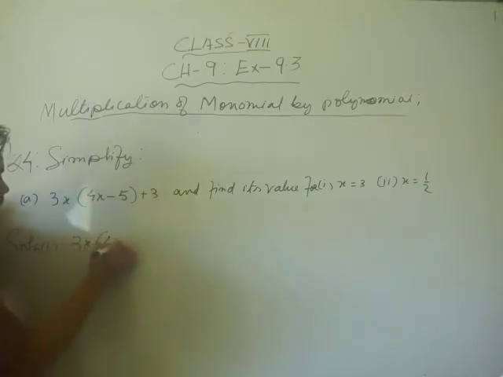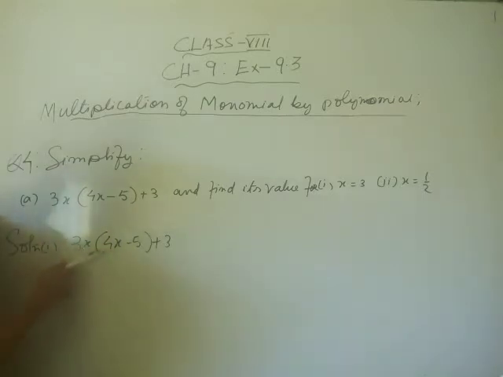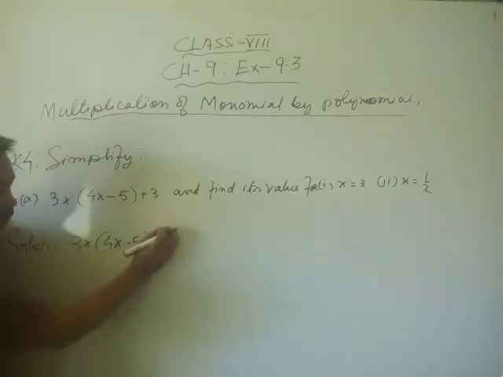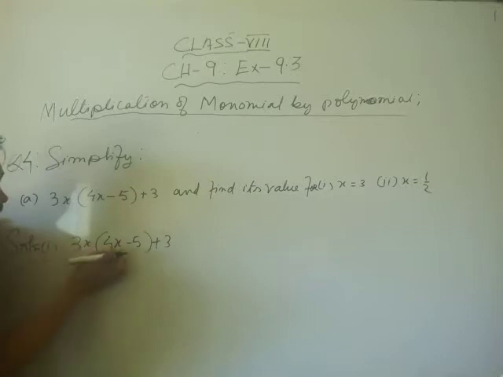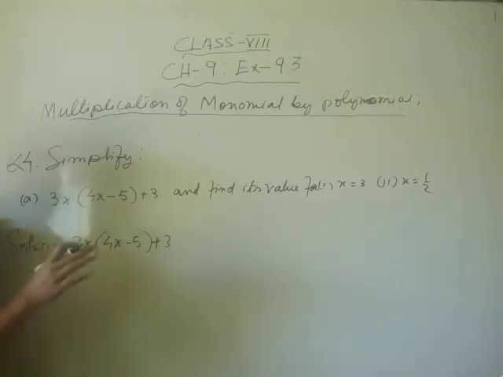3x into 4x minus 5, plus 3. My dear student, you see here, just keep this plus 3 for some time. But this 3x and this polynomial in the bracket have something to do with each other. 3x and 4x minus 5 must have some function between them. Okay, what function is it? Multiplication. We have to multiply. Just remember the multiplication of monomial and polynomial.